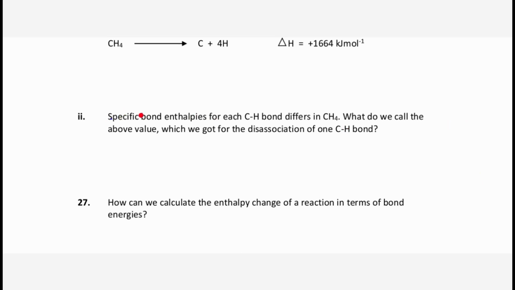So the specific bond enthalpies for each C-H bond differ in methane. What do we call the above value, which we got for the dissociation of 1 C-H bond? You can write the answer as average bond dissociation energy.